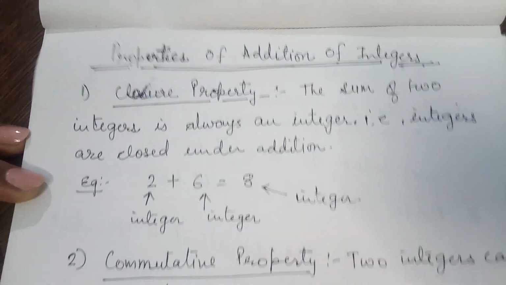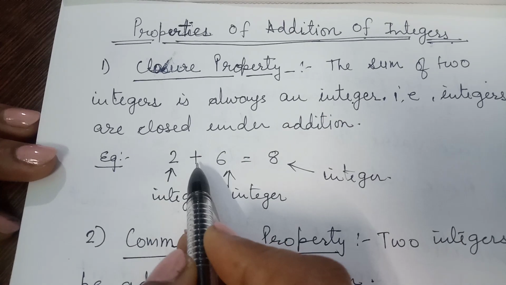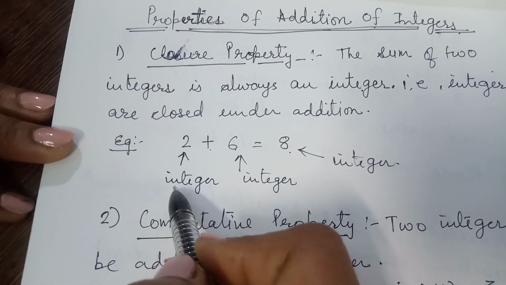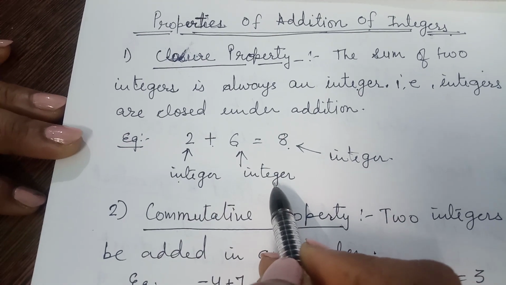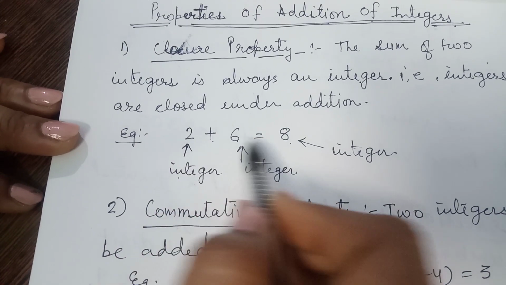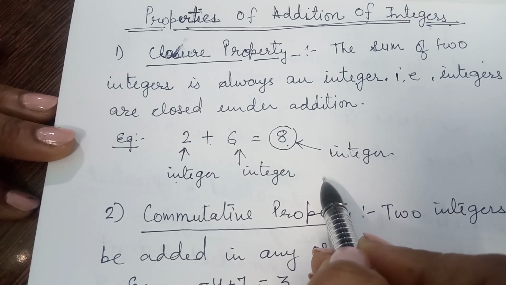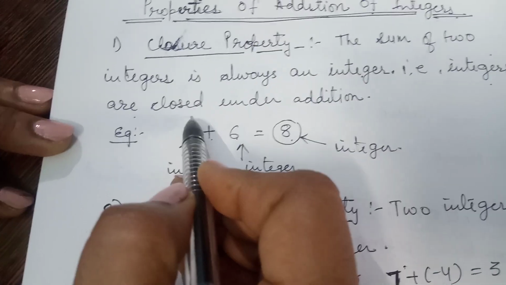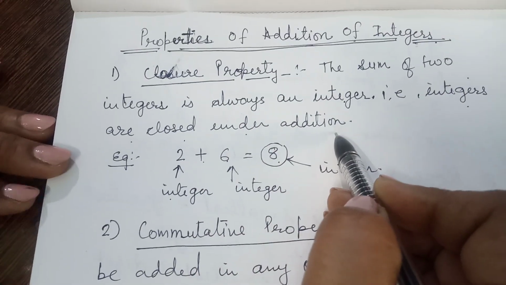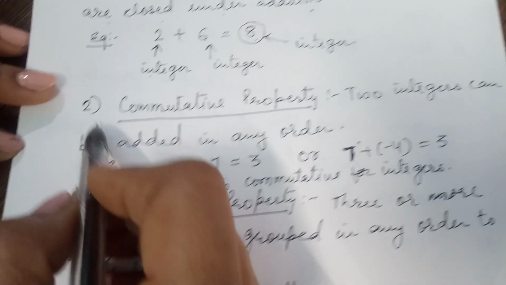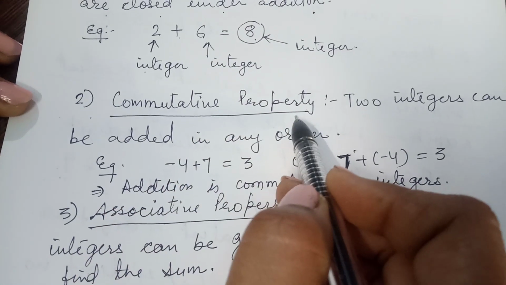How? If we add 2 plus 6, it will give you 8. 2 is an integer, 6 is also an integer, and their addition is also an integer. So, integers are closed under addition. This is the closure property. Now, come to the second property, commutative property.